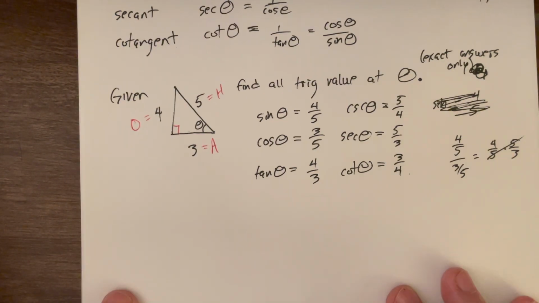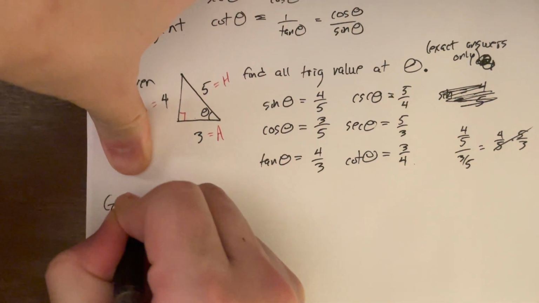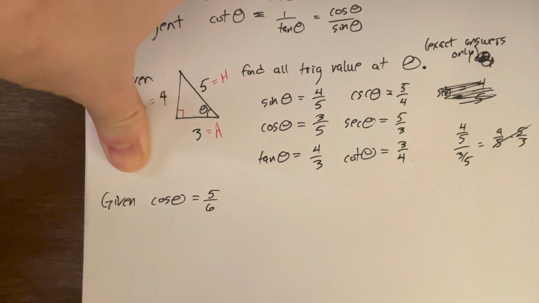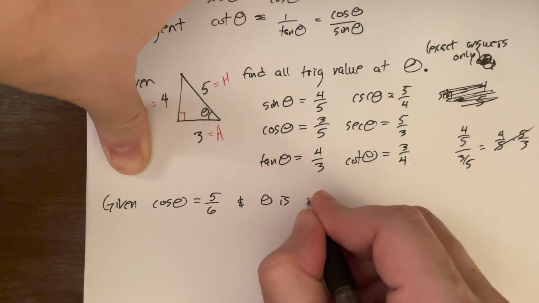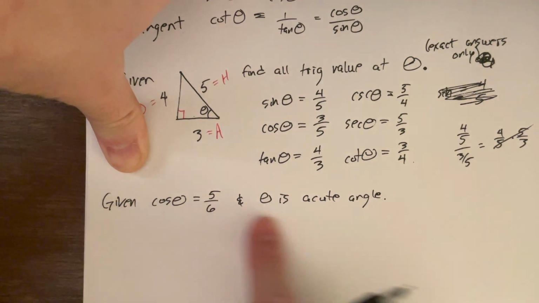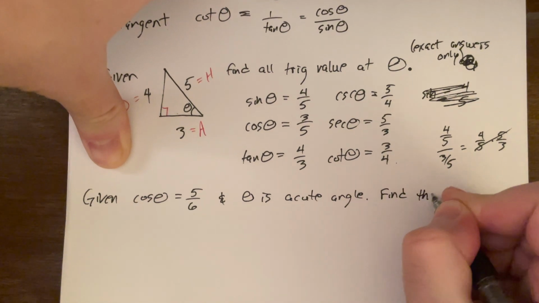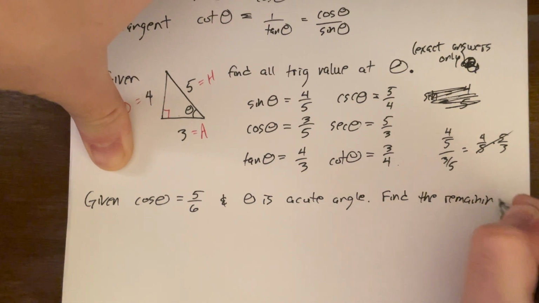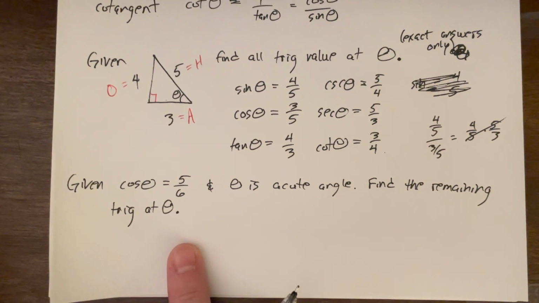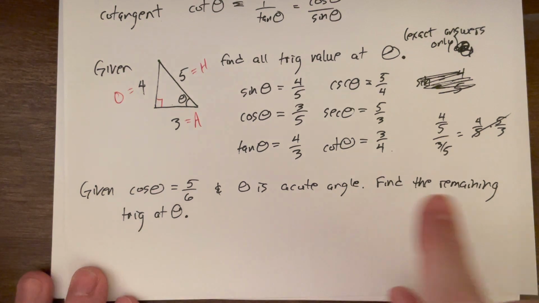Okay, so let's move along here, and let's move into a next problem. Let's say we start off given cosine of theta equals 5/6, and theta is an acute angle. All this is given information, and now here's my directions. Let's find the remaining trig functions at angle theta. Okay, so how do we make this work?